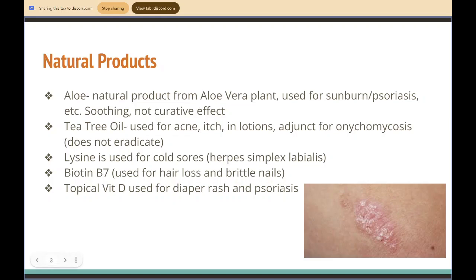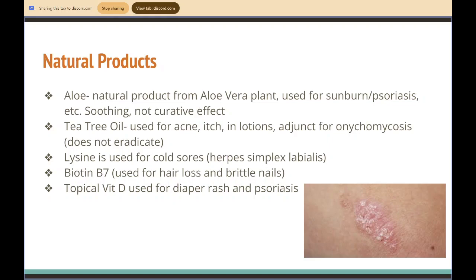So, next we have natural products. And aloe is the number one. It comes from the aloe vera plant. You can get almost pure aloe vera prepared and or purchase it. This is used for sunburn or psoriasis, and there are other conditions that you can use it for. It is soothing. There is not a curative effect.